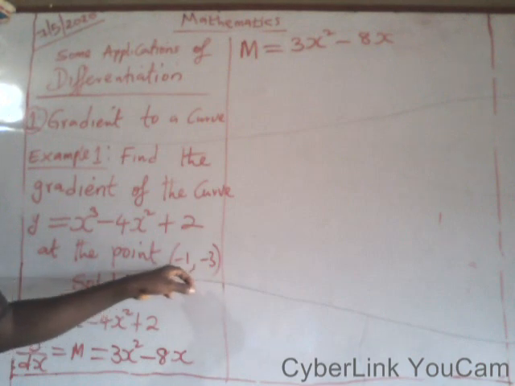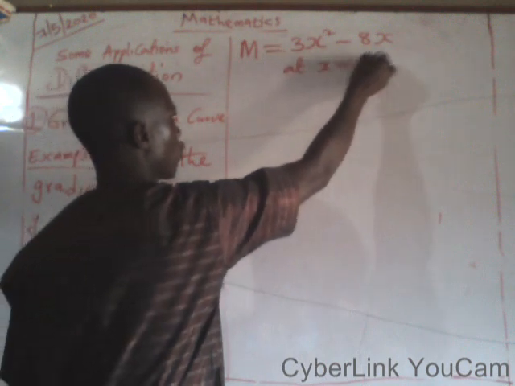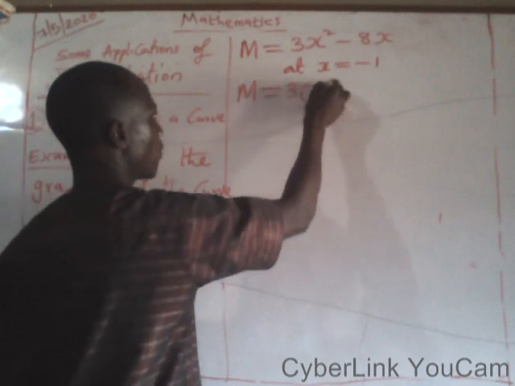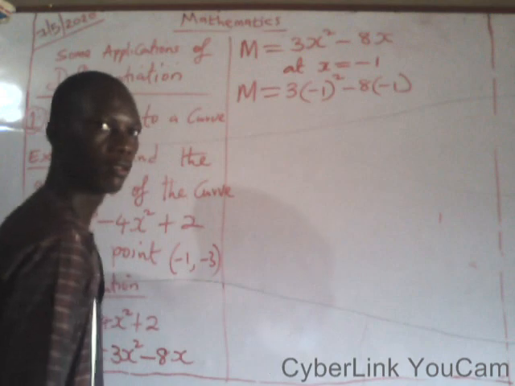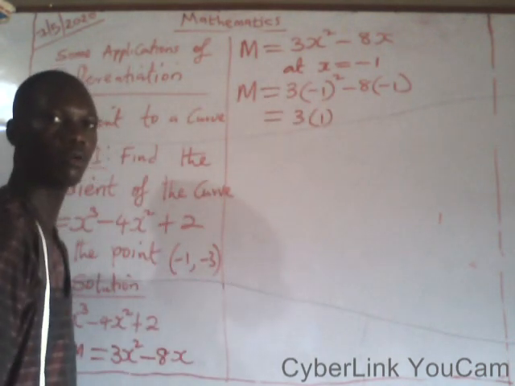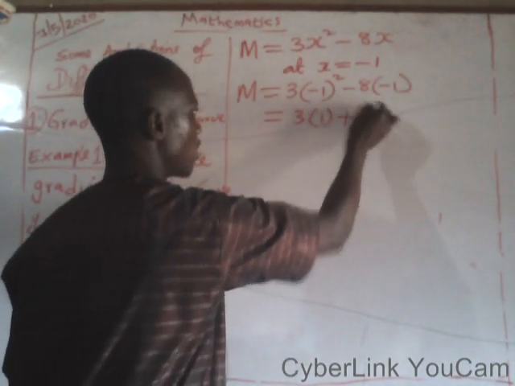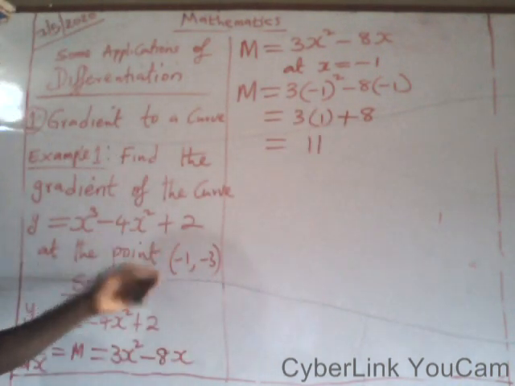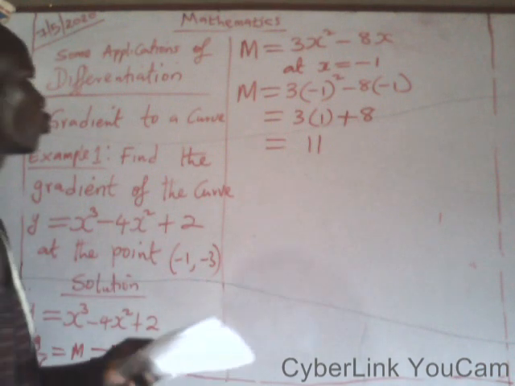Then we are told that the point on the curve is minus 1 and minus 3, which means our x is minus 1, our y is what? Minus 3. So we now see at x equal to minus 1, our gradient is equal to 3 times bracket minus 1 squared, minus 8 times bracket minus 1. So you now have 3 times 1, because when you square minus 1, you have 1. Then minus 8 times minus 1 will give you plus 8, and that is 11. Which means that the gradient of this curve at this point is 11.